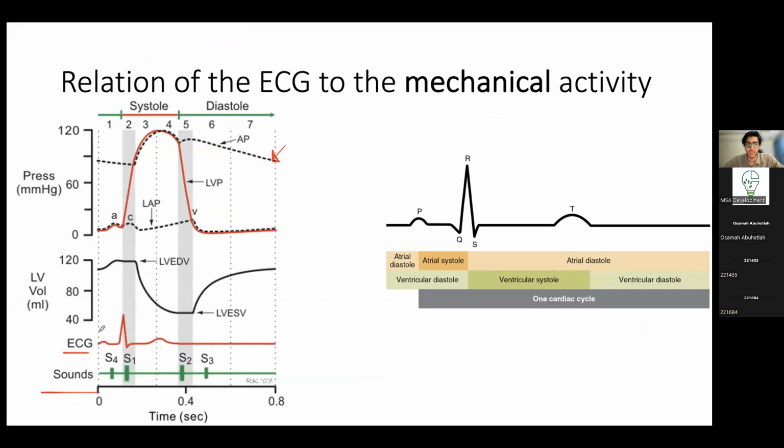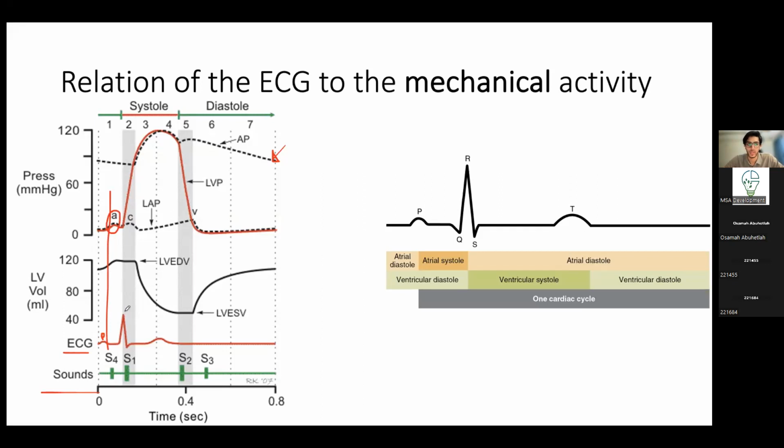I know you have a session on this tomorrow, but let's quickly correlate. This is the P wave, which is atrial depolarization. After atrial depolarization happens, after a little while, atrial systole starts, because the atria first have to depolarize, then they contract. If you look at the cardiac cycle, this A wave represents atrial systole, and it happens a little after the P wave on the ECG. So P wave, atrial depolarization, then after a little while atrial contraction.